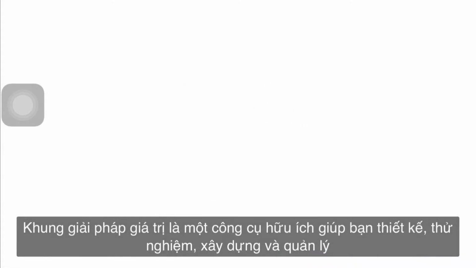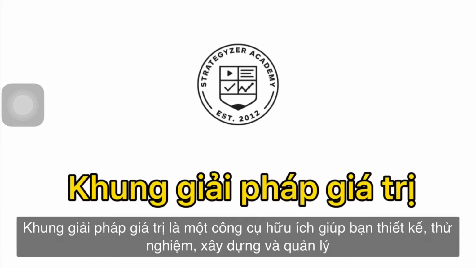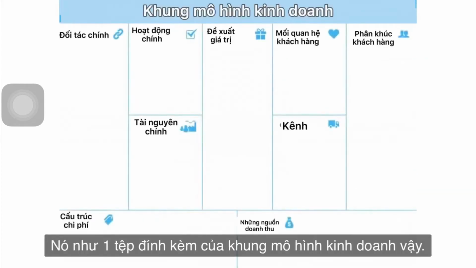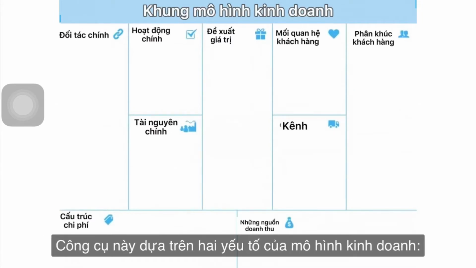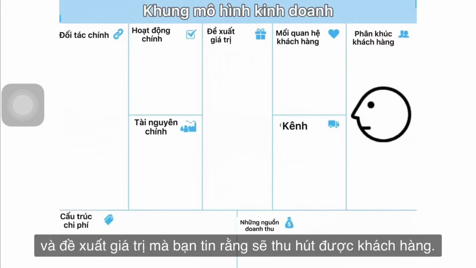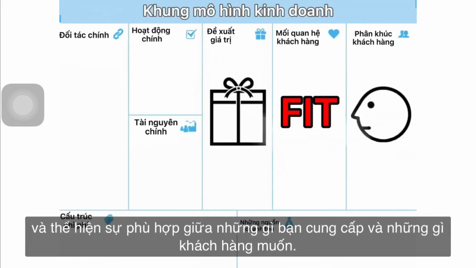Let's look at the value proposition canvas, a tool that will help you design, test, build, and manage great customer value propositions. It's like a plugin to the business model canvas. The tool is based on two elements of your business model: the customer segment who you intend to create value for, and the value proposition which you believe will attract customers. With the value proposition canvas, you can map out both in more granularity and show the fit between what you offer and what customers want.